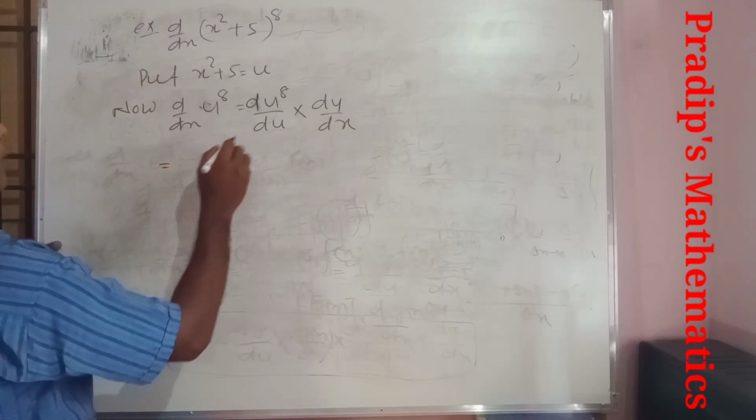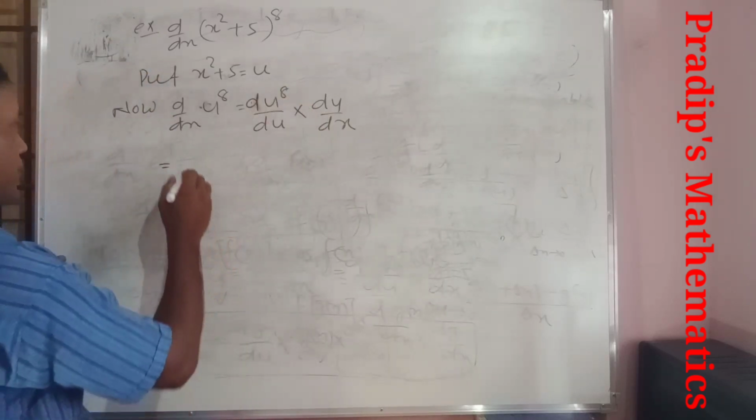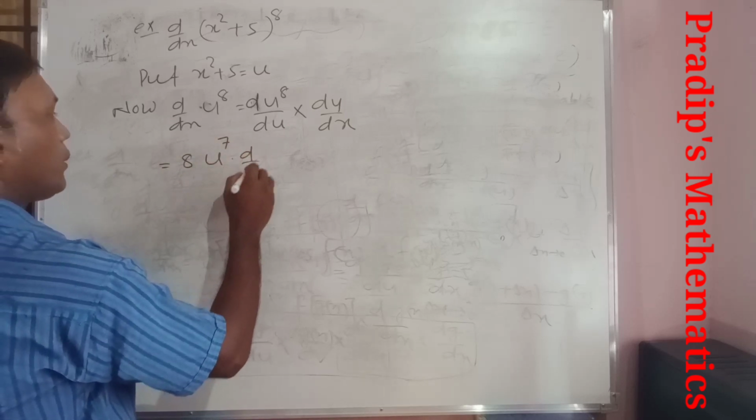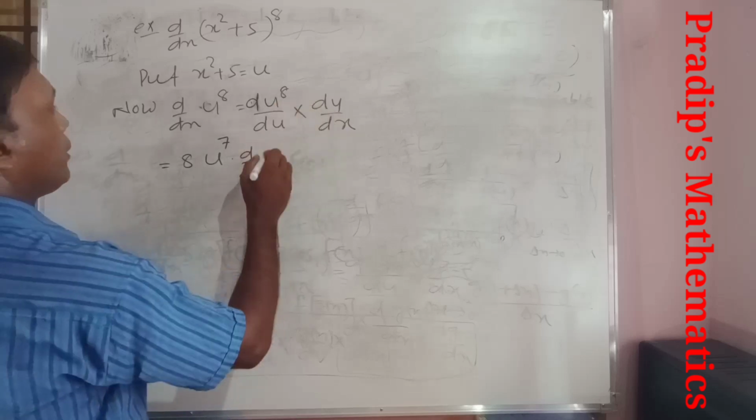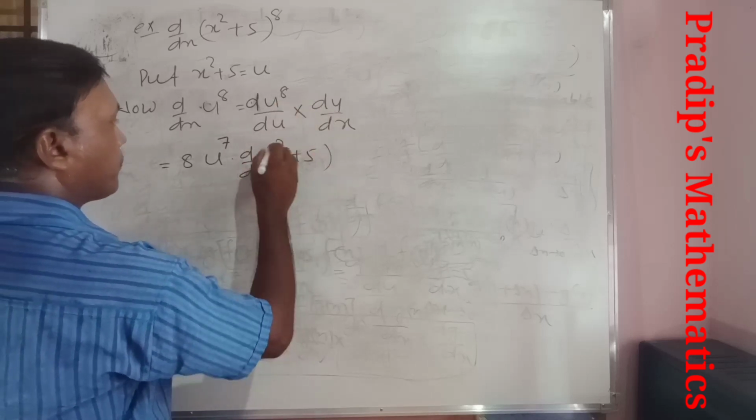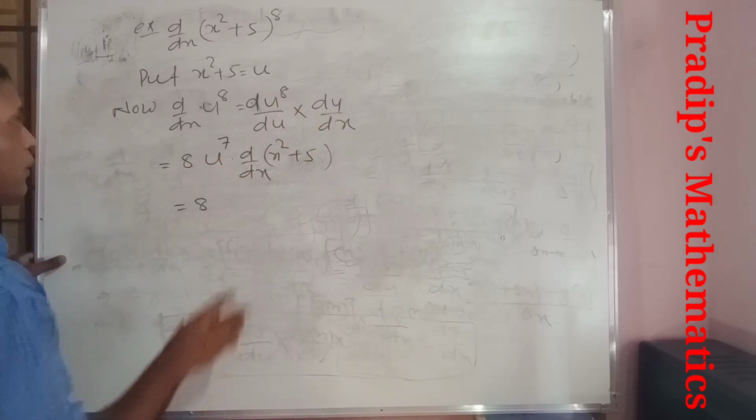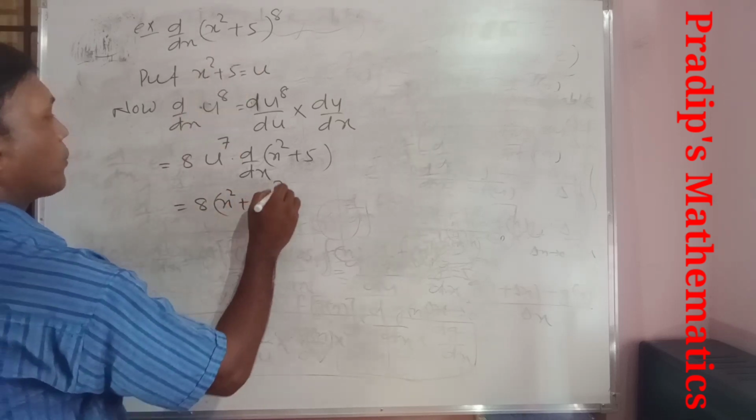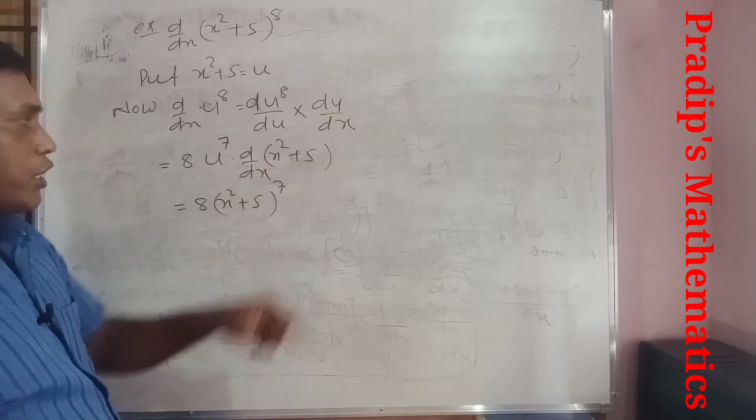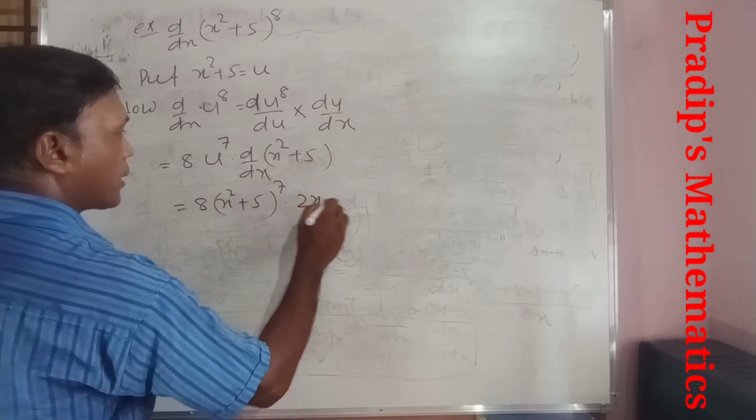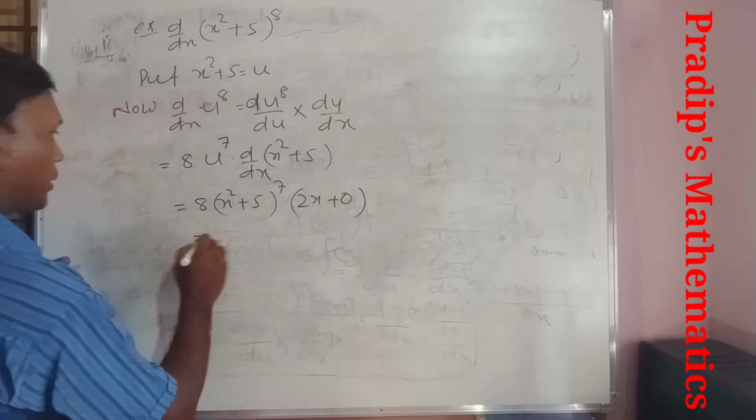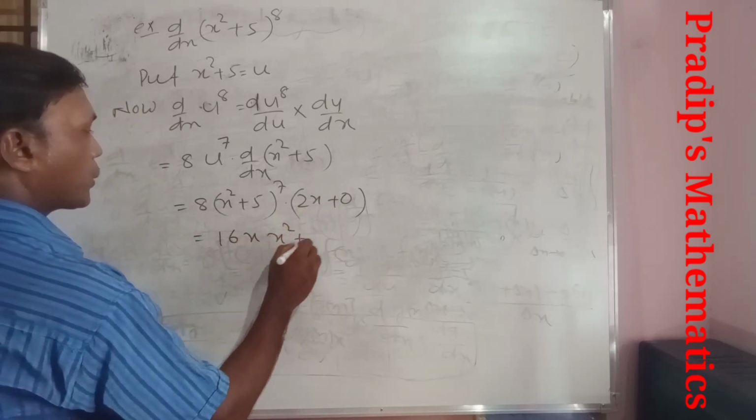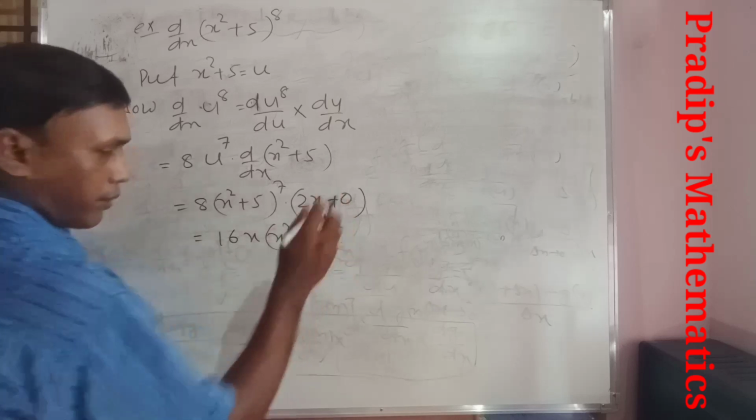Look at here. This is derivative of x to the power n, 8 into u to the power 7 into derivative of u, where u is x square plus 5. So this is 8 into x square plus 5 to the power 7 into, here is addition formula, the derivative of x square is 2x and the derivative of 5 is 0. So this is 2x, 8 into 2x is 16x into x square plus 5 to the power 7.